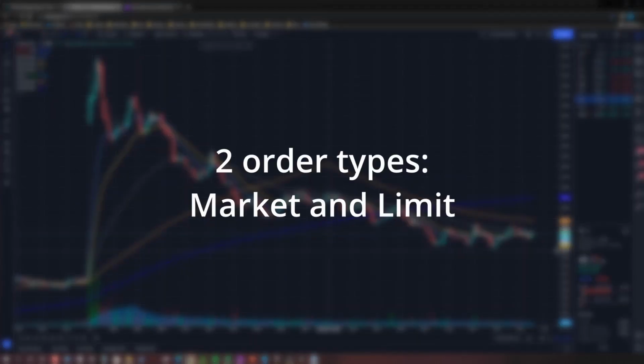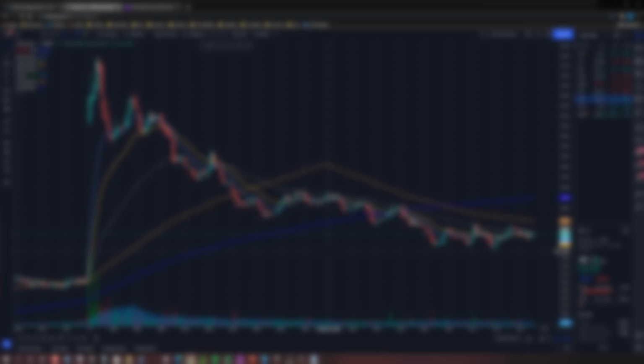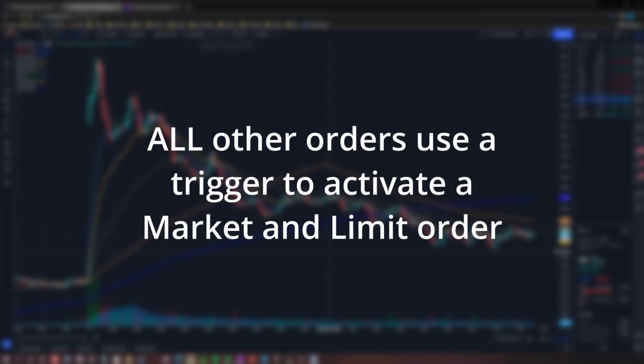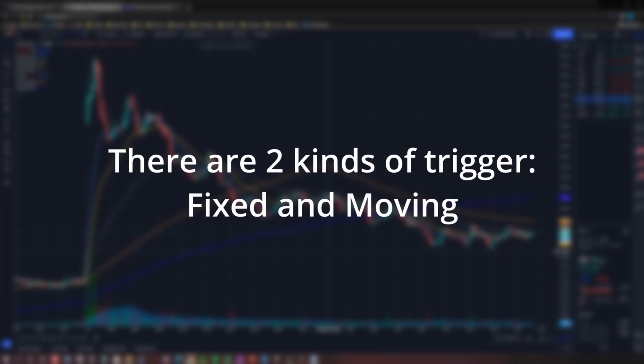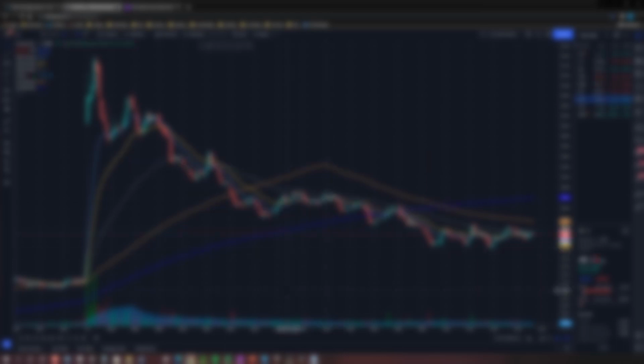There are two types of orders: market and limit orders. All other orders use some kind of trigger to activate a market or limit order. There are two different types of triggers: fixed and moving. Do not overcomplicate the different names of the orders. Let's start by looking at just a basic market order.